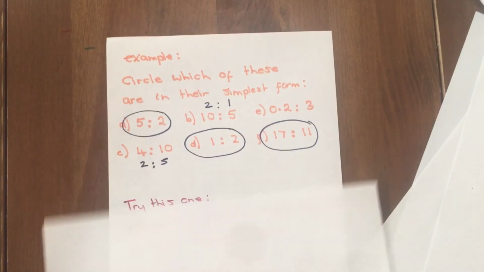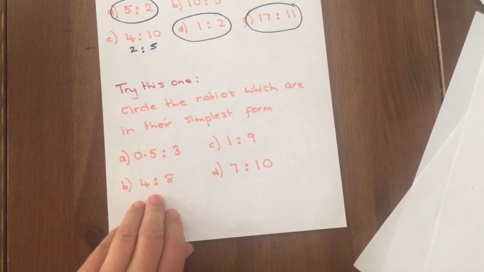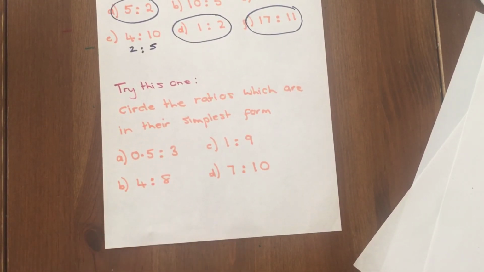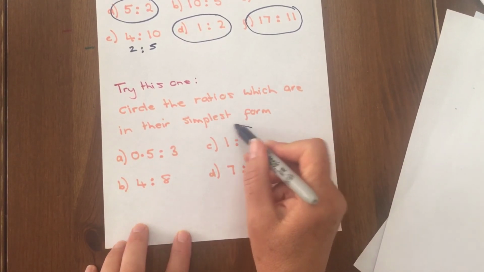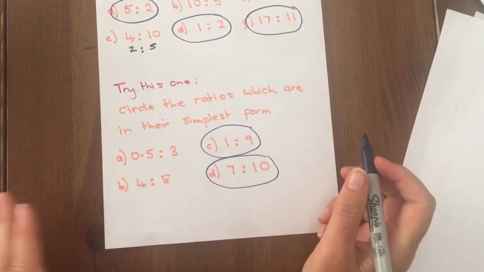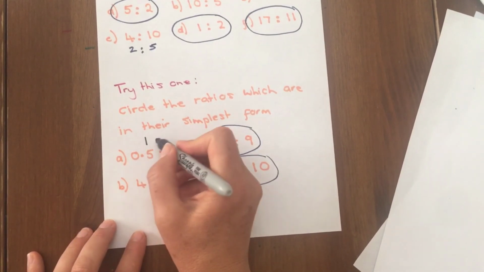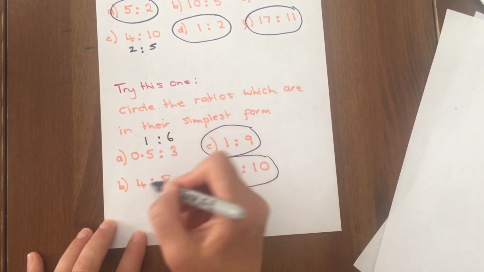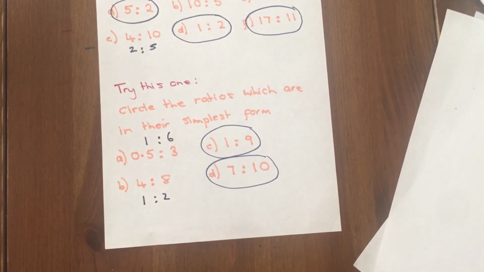Okay, so your turn. Circle the ratios that are in their simplest form, please. So pause and I will have a go. Right, so the ratios in the simplest form are this one and this one. We can't think of any numbers that go into them to make the numbers smaller. Decimals, I'd have to times them both by 2. And here I'd have to divide by 2. So only these two are in the simplest form.